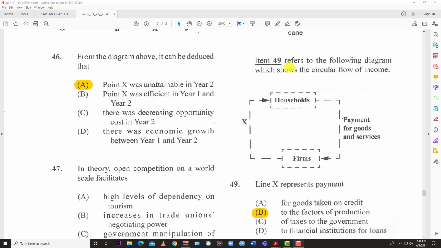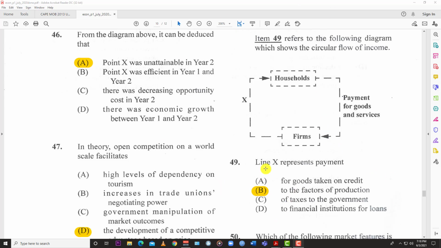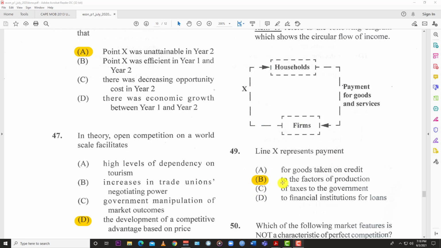49. Refer to the following diagram, which shows the circular flow of income. Line X represents payment, and the answer is the factor of production. Look at the circular flow. You have the firm and the household. The household pays for goods and services that the firm produces, and the firm pays the household for their labor, which is a factor of production. The household takes that payment and buys goods from the firm, and so that's why you have a circular flow of income.